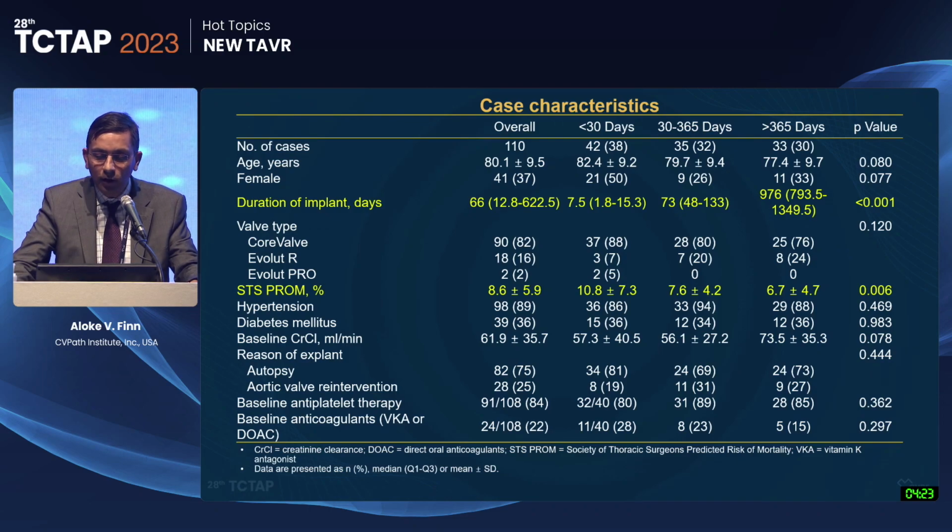So the case characteristics, 110 cases overall, you can see they're evenly split among the time points that they were collected, the duration of implant in terms of days is given there in the yellow. STS PROM scores tend to differ, but otherwise everything else was fairly similar in terms of the cases that were collected over these different time points.